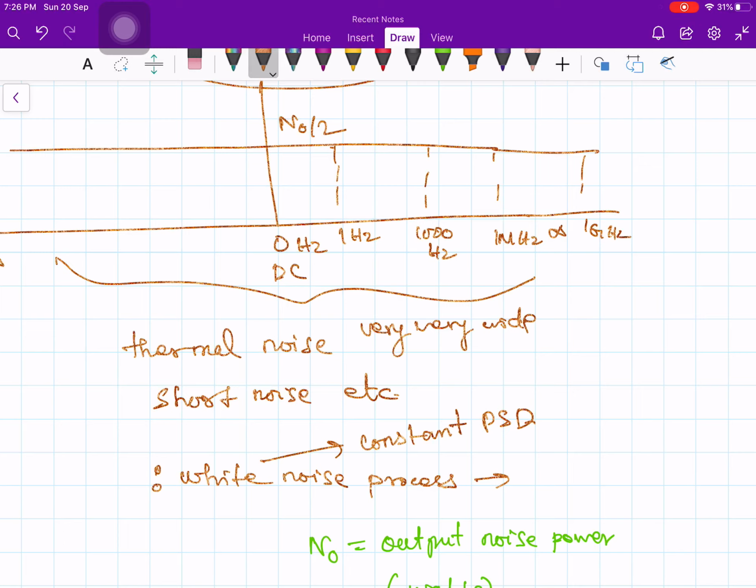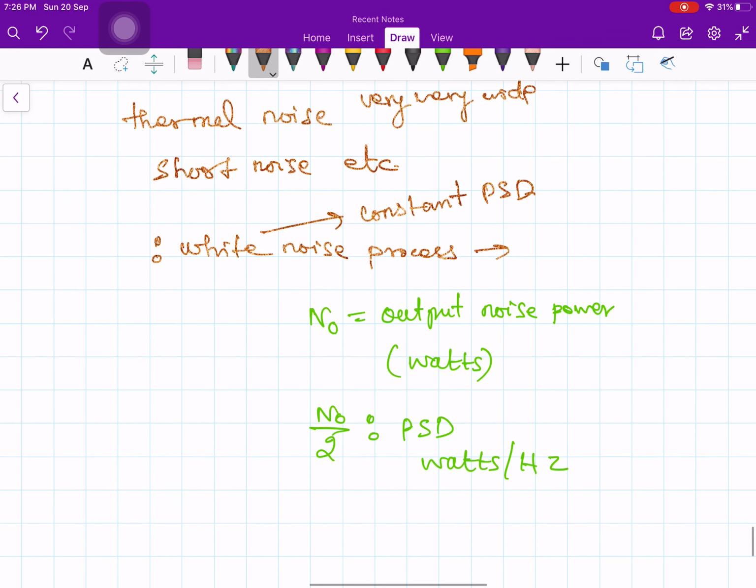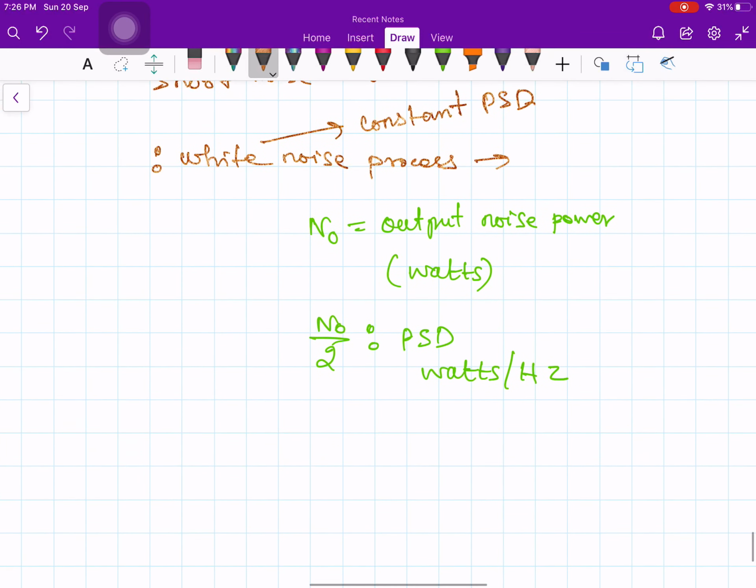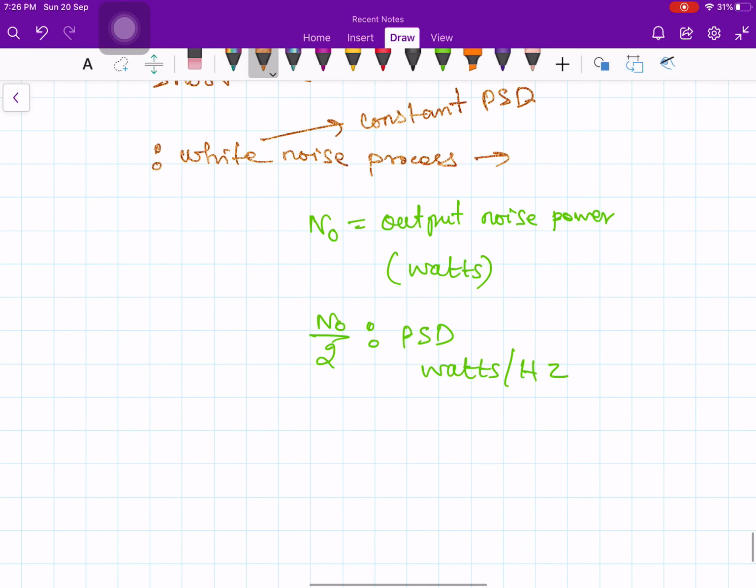If you have this kind of characteristics, a constant power spectral density and zero mean random process, then its autocorrelation function, which we also calculated in the random process course, will be an impulse function, R xx of tau is equal to N naught by 2 delta of tau.